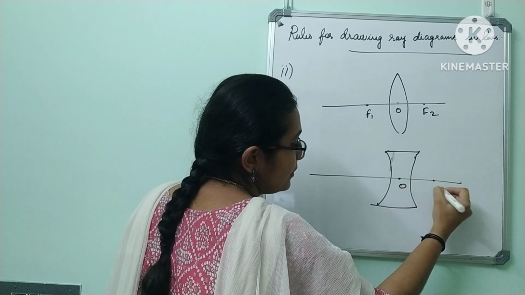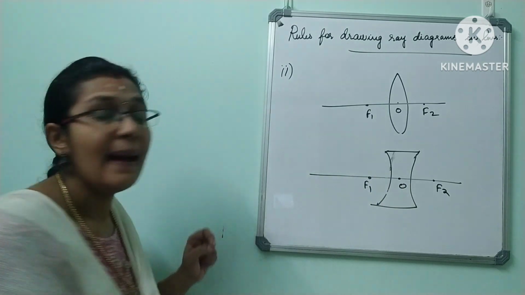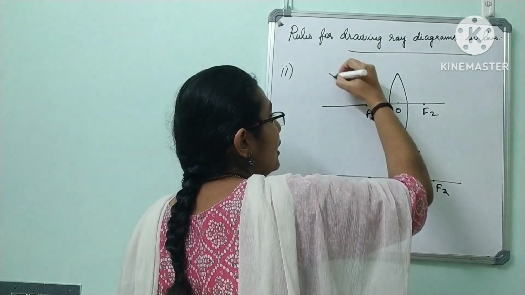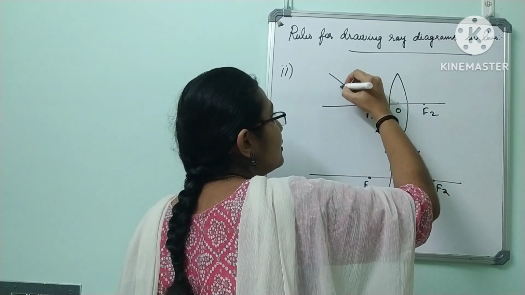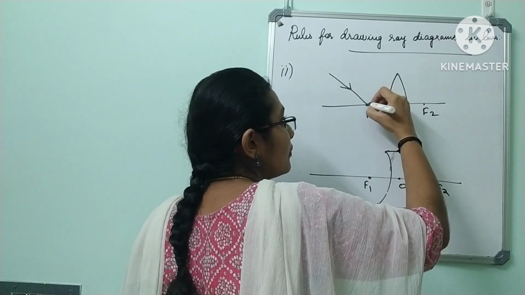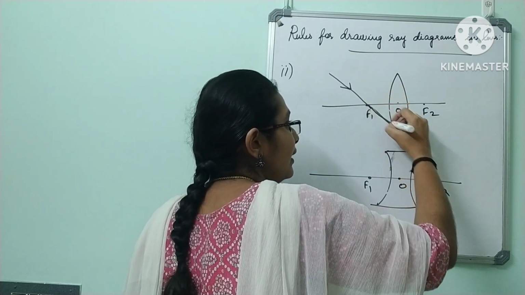So kindly adjust my diagrams. They are rough diagrams, okay? So a ray passing through focus. Let us draw a ray passing through focus, and it should touch the lens.